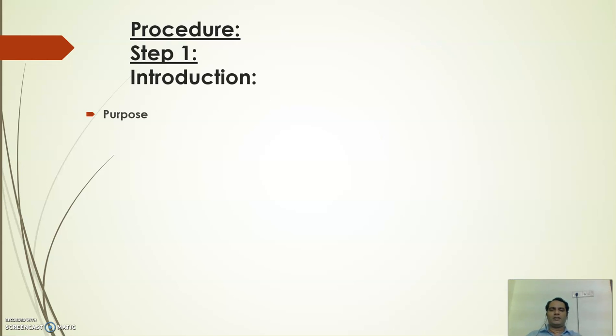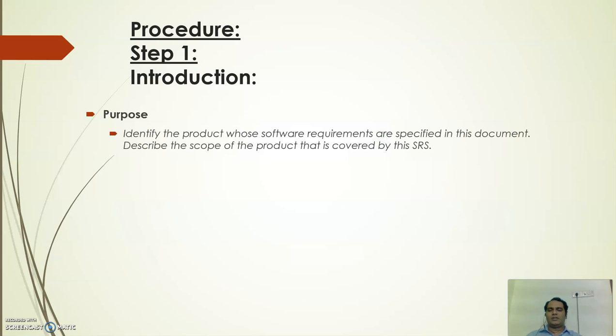In step 1 of the procedure to write the SRS, we need to understand that step 1 is the introduction. In the introduction, you have different subheadings to take care of. Under purpose, you have to identify the product whose software requirements are specified in this document. First describe the scope of the product that is covered by this SRS. This is very important: what are you writing this SRS document for? That should be identified first.